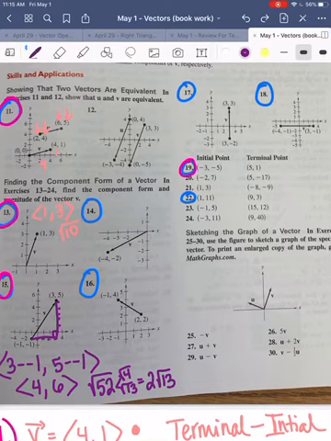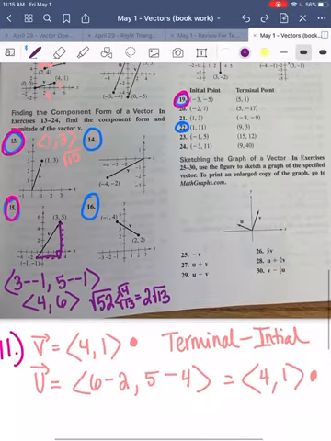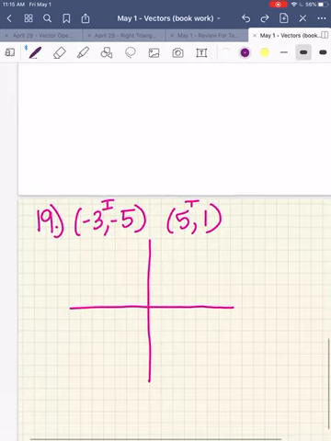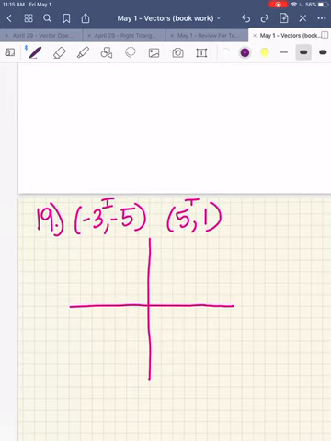And then 19 and 22, I'm going to do 19 and then I want you to try 22. Now, again, you can just do terminal minus initial. I also want to sketch this for you so you understand that you can do that. I've already written it down over here. So 5, 1, 2, 3, 4 is here. That's my terminal, so that means that's where the arrow is going to be. And my initial is -3, -5.